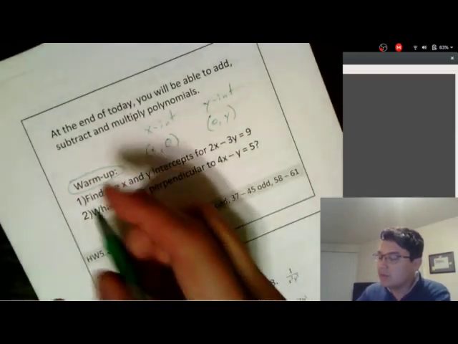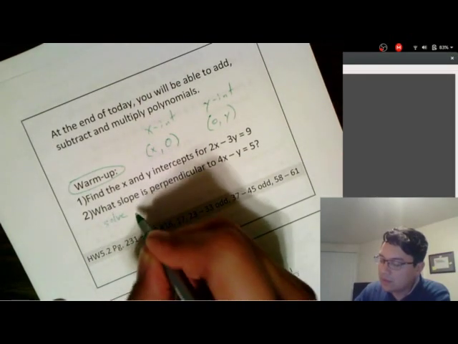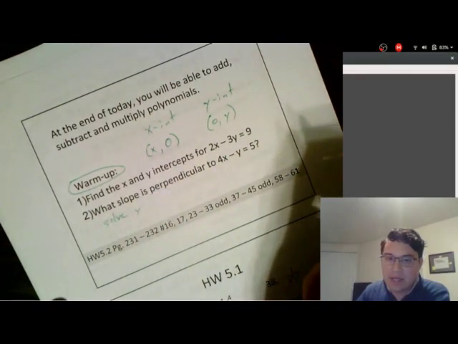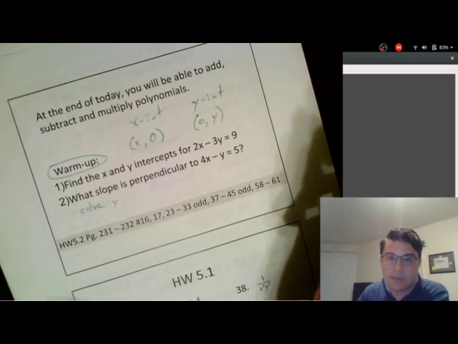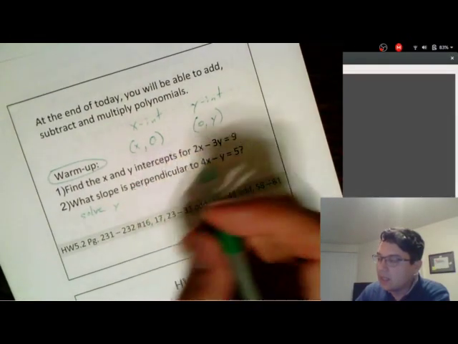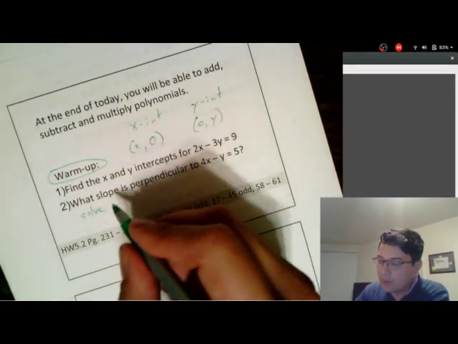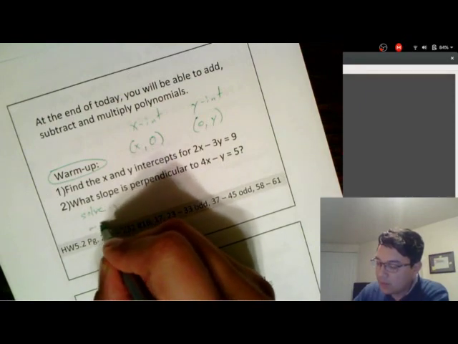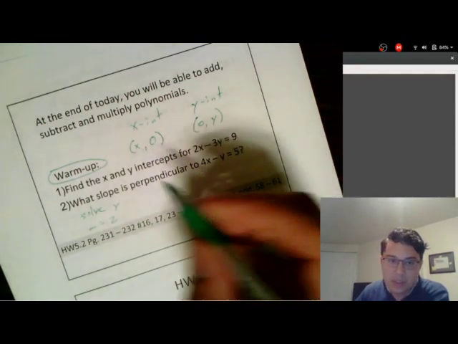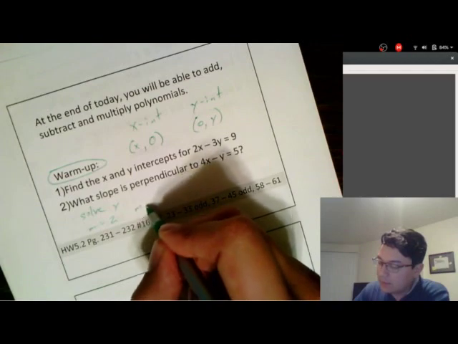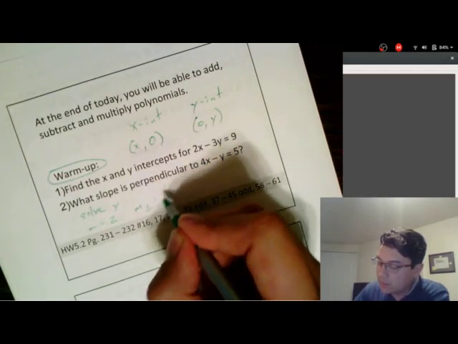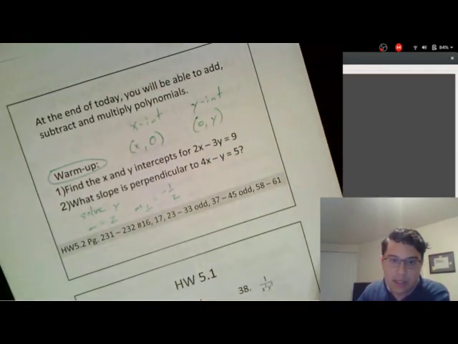This will require you to do two things. First thing you need to do is you must solve for y. And after that you need to find the perpendicular slope. The perpendicular slope is given by the negative reciprocal. So remember, if we have a slope that is equal to 2, the negative reciprocal, or the perpendicular slope, will be equal to negative 1/2.